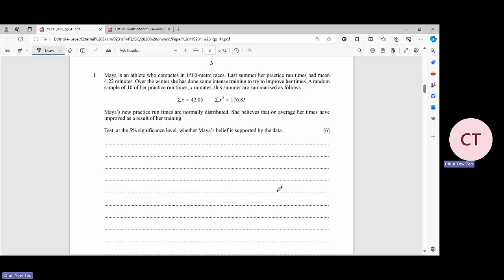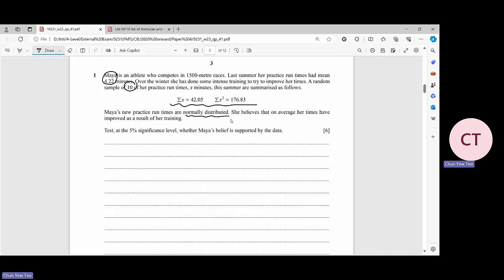Question number 1. Maya is an athlete who competes in 1,500 meters races. Last summer, her practice run times had mean 4.22 minutes. Over the winter, she has done some intense training to try to improve her times. A random sample of 10 of her practice run times, X minutes this summer are summarized as follows. Maya's new practice run times are normally distributed. She believed that on average her times have improved as a result of her training. Test at 5% significance level whether Maya's belief is supported by the data.